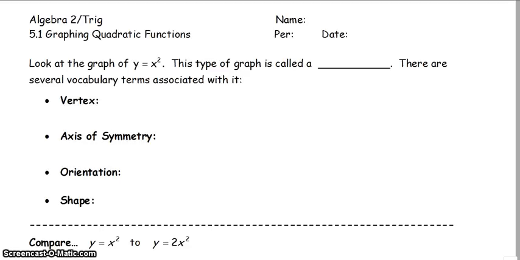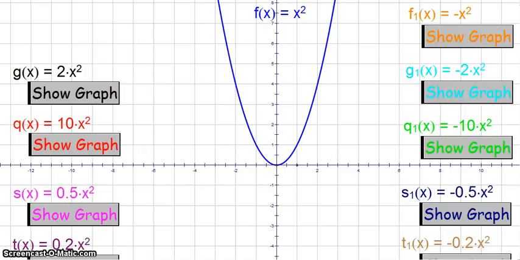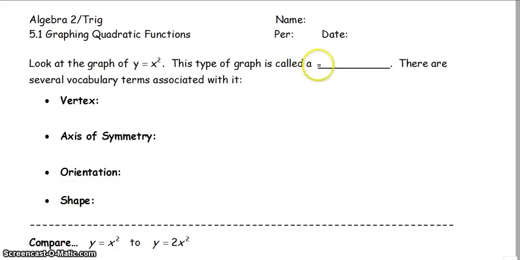Alright, we're going to start by looking at the graph of y equals x squared. So let's switch over, and you see that we've got y equals x squared right here. I have it listed as f of x is equal to x squared, but we know from previous chapters that f of x and y both mean the same thing. So when we look at the graph of y equals x squared, we see that it's not a straight line, so it's not linear. It actually has this curved shape, and the name of this curved shape is a parabola. Okay, so this type of graph is called a parabola.